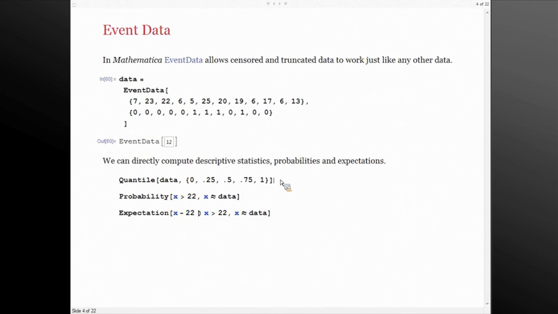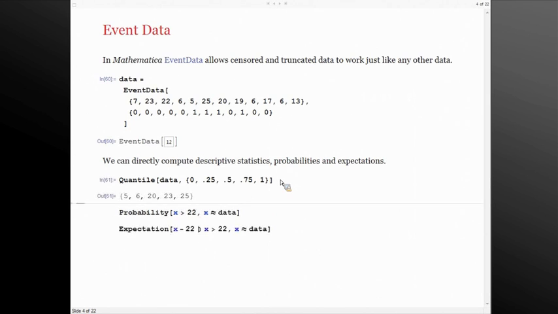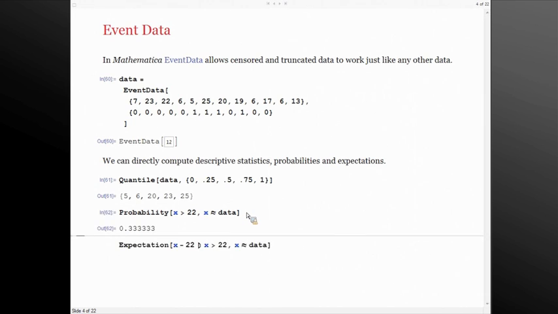So I can compute descriptive statistics with it. For example, here's a 5-number summary computed with Quantile just directly on that event data. I compute a probability. What's the probability someone survives longer than 22 weeks, say? Or here is an expectation, which is actually a mean residual life computation, saying what's the expected lifetime beyond 22 given I survive at least that long. So another 2 weeks, 2 years, whatever.